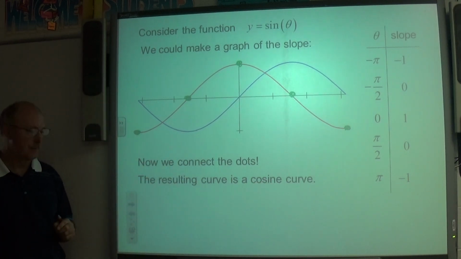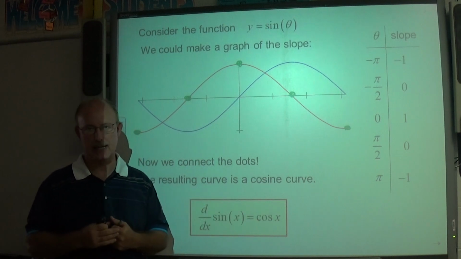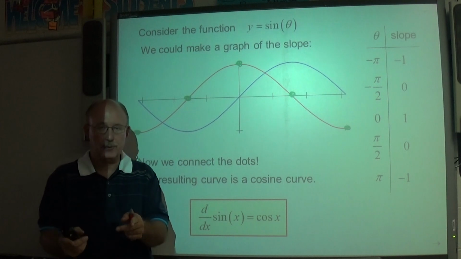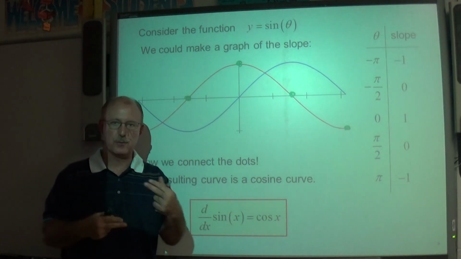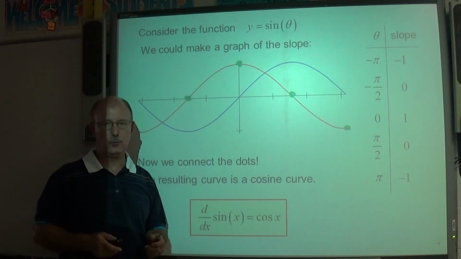So we say, never forget, the derivative of sine x is cosine x. And once again, this is something that we'll be using for the rest of the year as we go through calculus. You have to remember the derivative of sine is cosine.